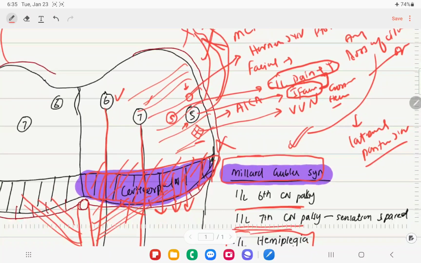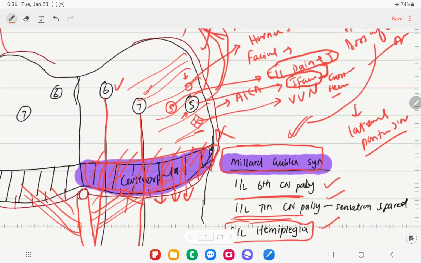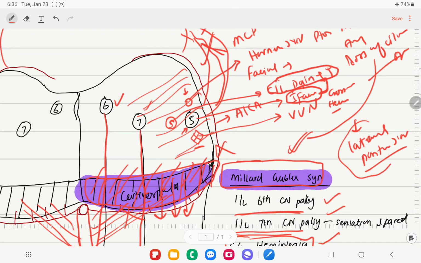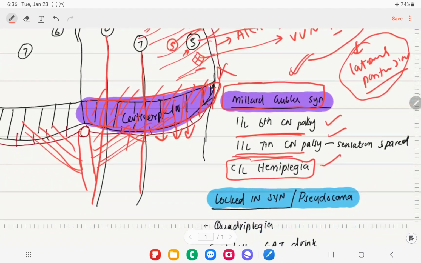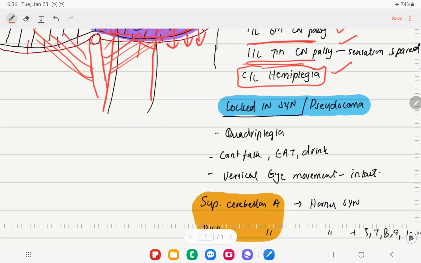Okay. And if only the sixth nerve is involved and the seventh is involved and there's contralateral hemiplegia, we're going to call it Millard-Gubler syndrome. So you can see that in lateral pontine syndrome there is no hemiplegia, right? Okay. So now let's talk about another syndrome called the locked-in syndrome.